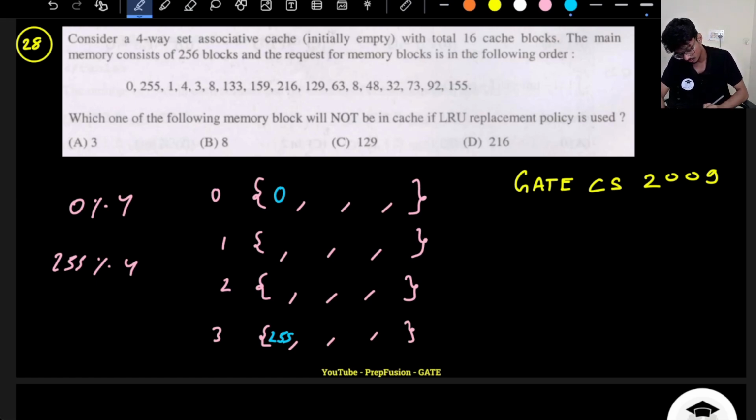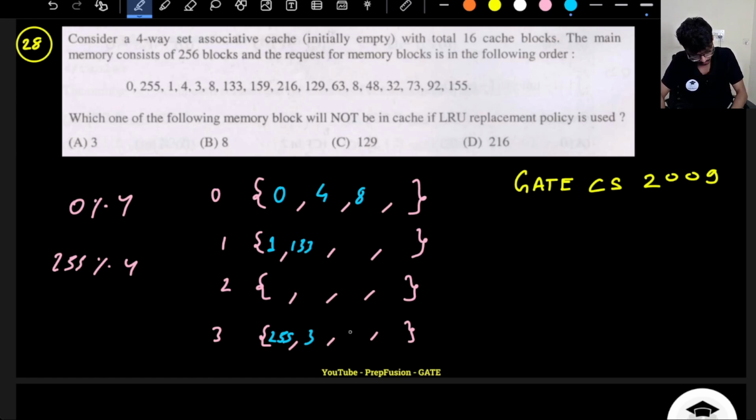Next I have 1, so 1 mod 4 will be 1 only. Then 4 mod 4 will be 0 only, so 4 will be placed here. Then 3 mod 4 will be 3 only, so it will be placed here. 8 mod 4 will be 0 only, so it will be placed here. 133 mod 4, I guess, will be 1, so 133 will be placed here.